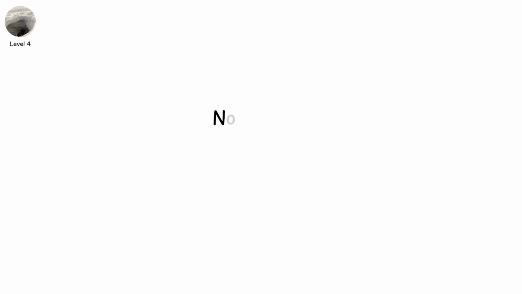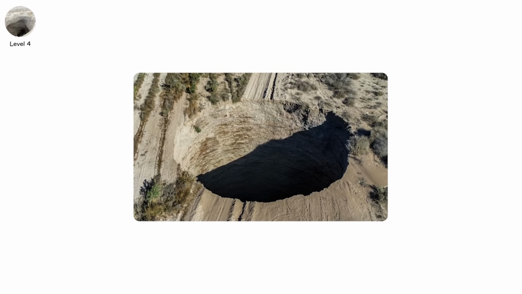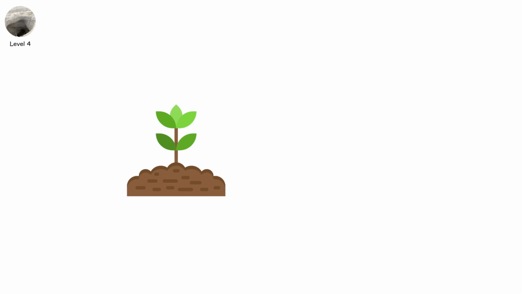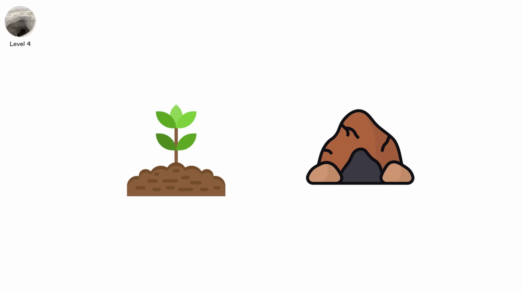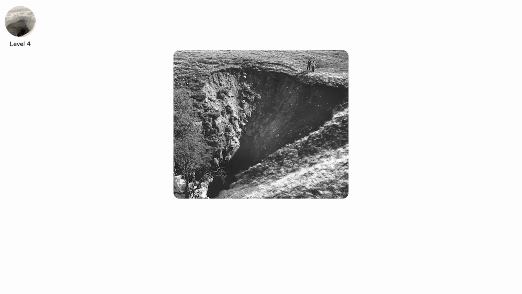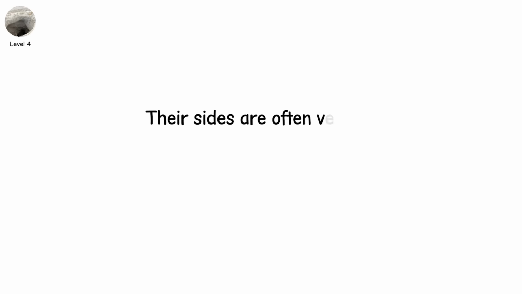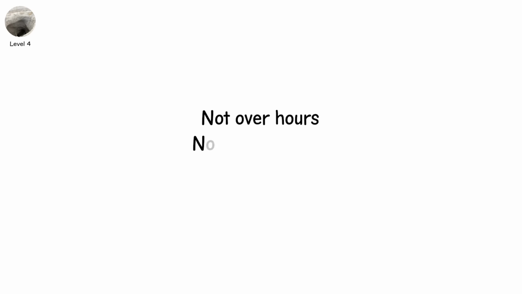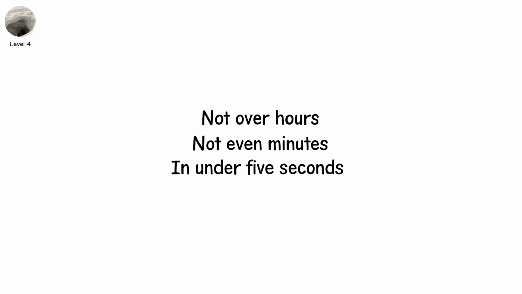Level 4. No cracking, no sagging, just gone. These are the stealth assassins of the sinkhole world. You're looking at very thin soil layers on top of already cavernous underground voids. There's no time for warning signs, no time for the land to settle or dip. It just drops. These are dropout sinkholes, sometimes referred to as chimney sinkholes. Their sides are often vertical, their depths, terrifying. Imagine walking across a grassy field, and then the earth vanishes beneath your feet. Not over hours, not even minutes, in under 5 seconds.